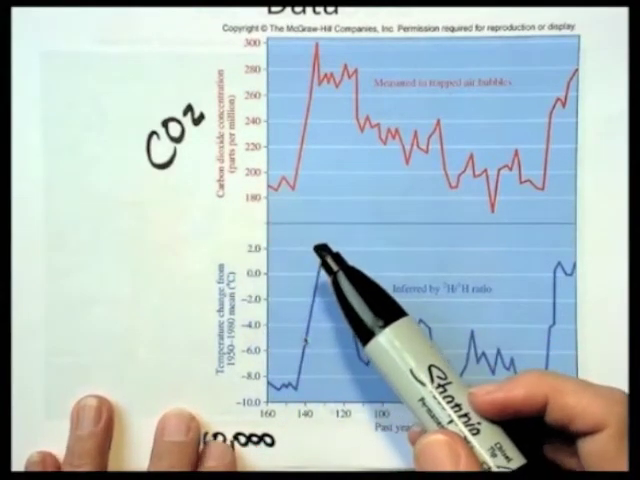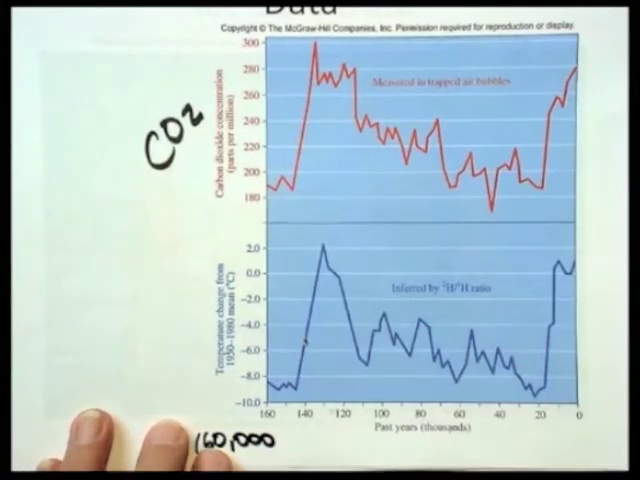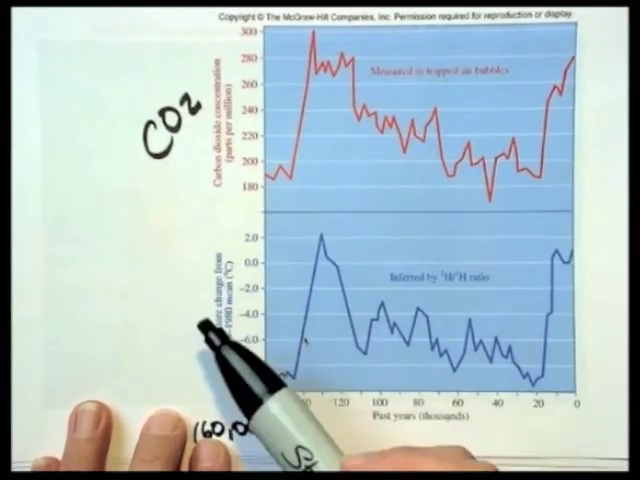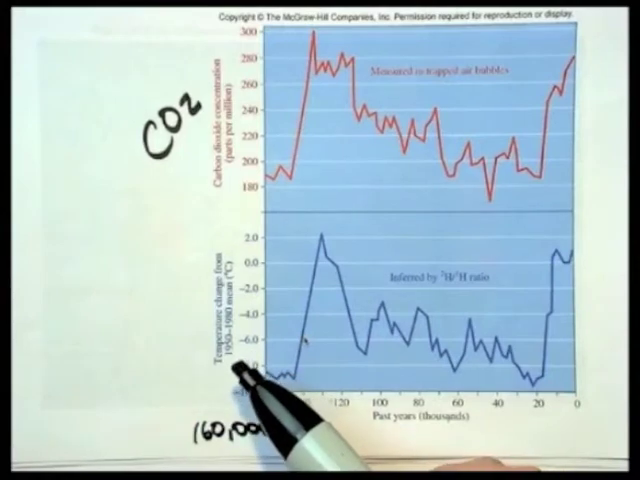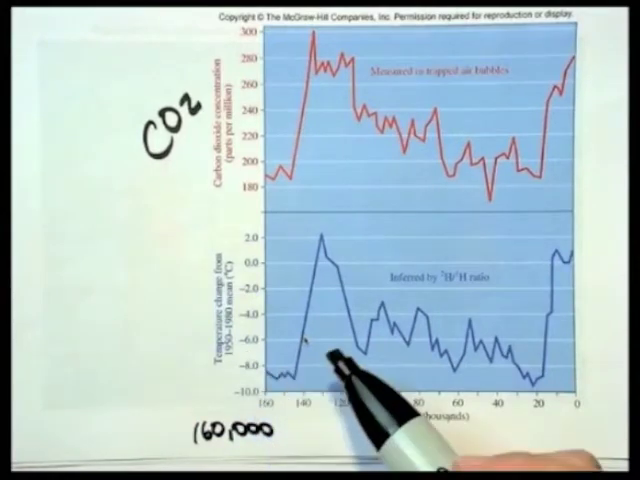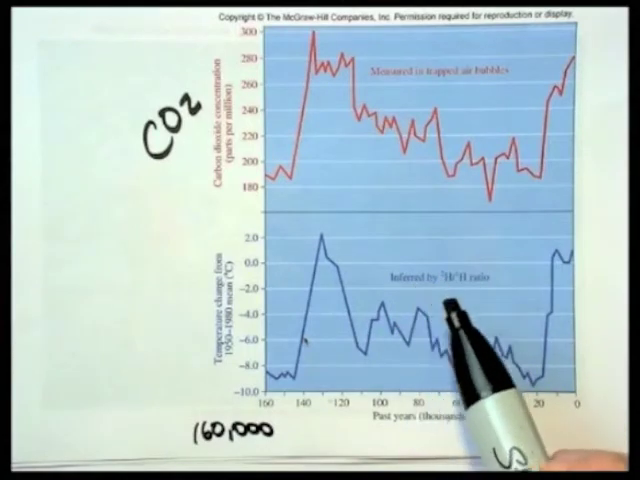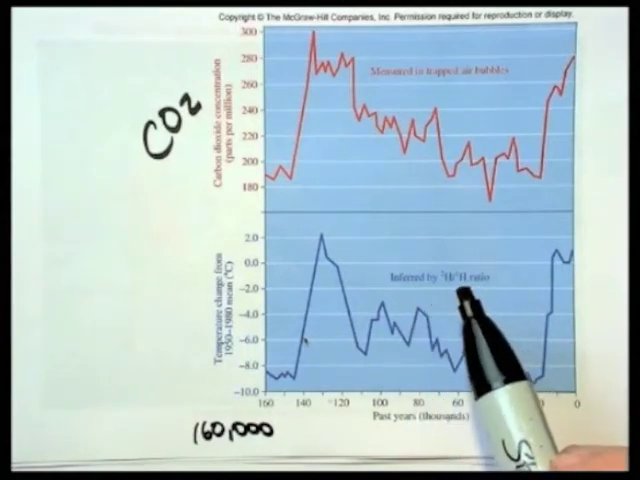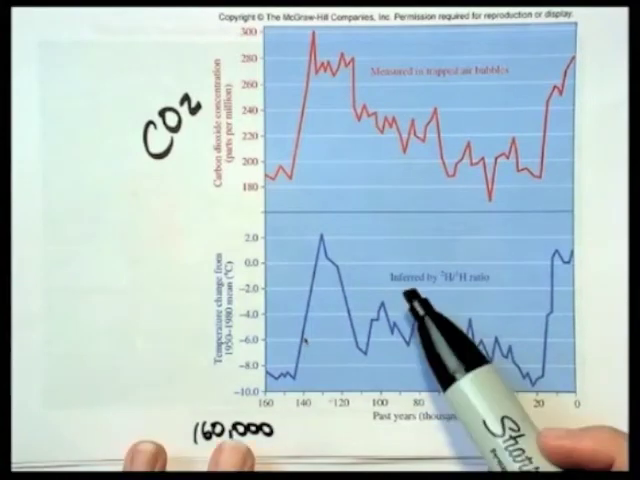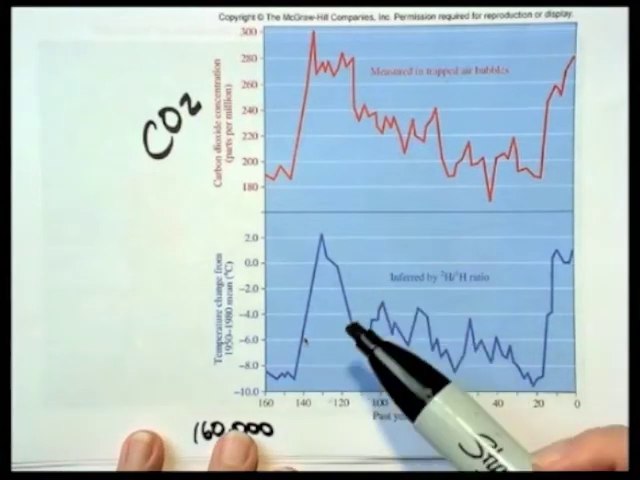that the snow fell and then was compressed into ice over time. Then down here, the other thing that they do is they look at the temperature. And the temperature is inferred by the deuterium to hydrogen ratio. All right. So I'll tell you a little bit more about that in a minute. But for now, just look at the correlation.